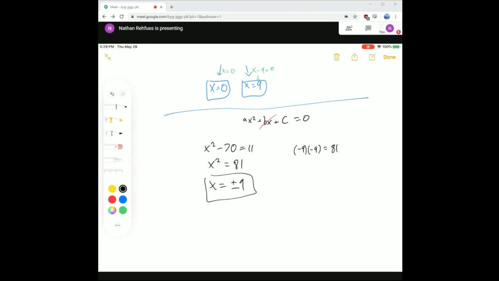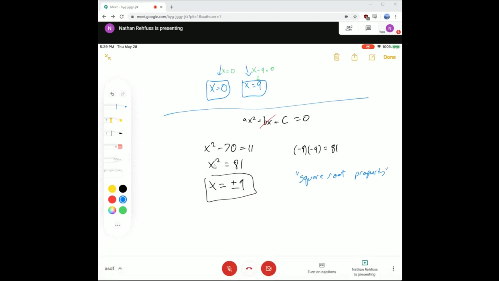I think your textbook calls this the square root property. If there's no linear term, we can isolate the x squared and then take the square root, slap on a plus or minus. So if this had been x squared equals 16, the answer would be plus or minus 4.